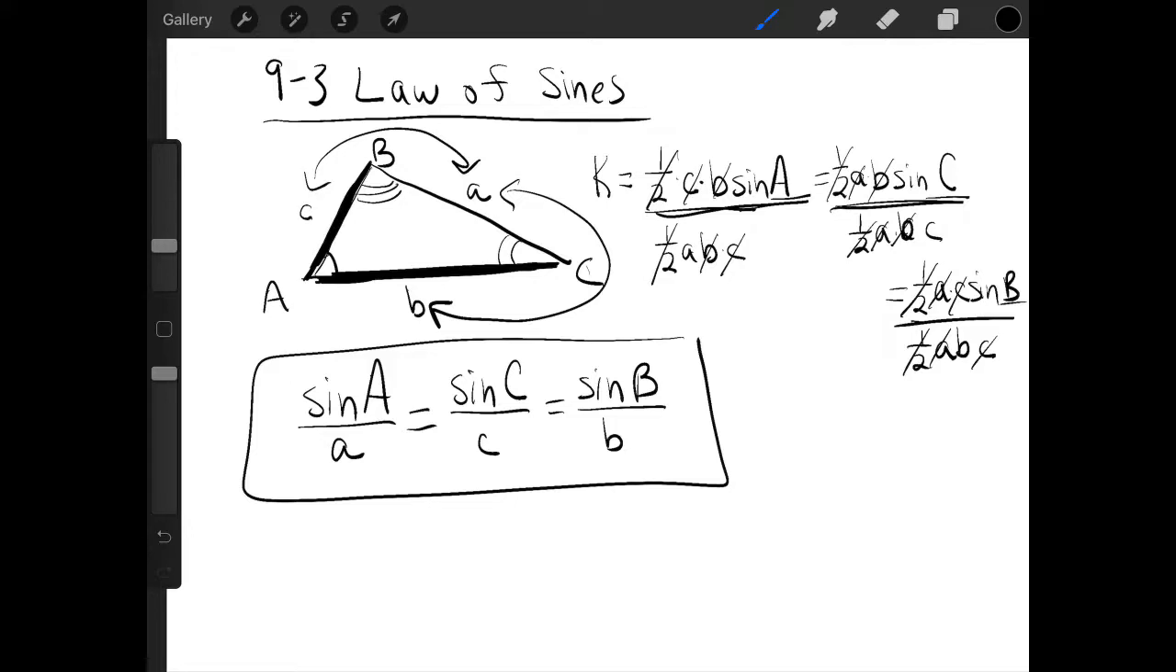So we're going to remember this. We're going to be using this in our homework. Make sure you have all that written down. If you need to pause, go ahead and pause the video. I'm going to erase this.